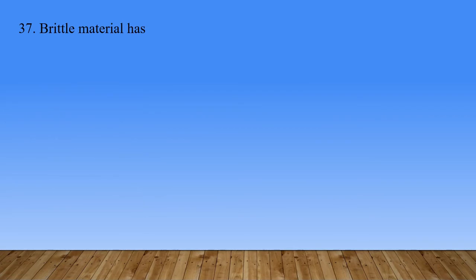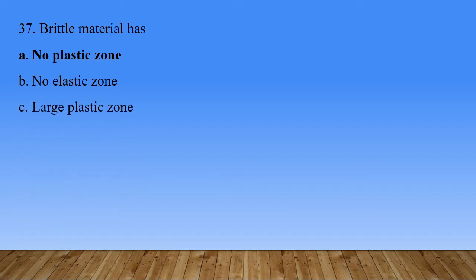Question number 37. Brittle material has option A, no plastic zone. Option B, no elastic zone. Option C, large plastic zone. Option D, none of the above. So the correct answer is option A, that is no plastic zone.